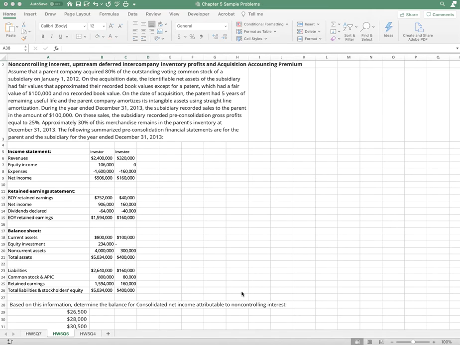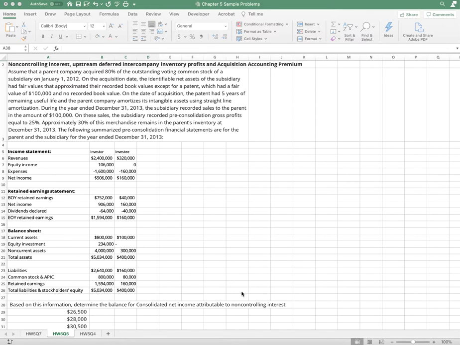with Upstream Deferred Intercompany Inventory Profits and AAP. Assume that a parent company acquired 80% of the outstanding voting common stock of a subsidiary on January 1st, 2012. On the acquisition date, the identifiable net assets of the subsidiary had fair values that approximated the recorded book values except for a patent, which had a fair value of $100,000 and no recorded book value.